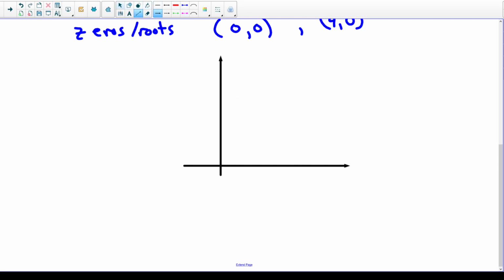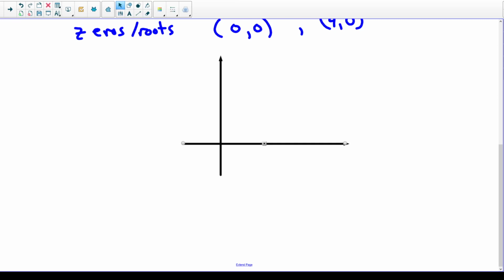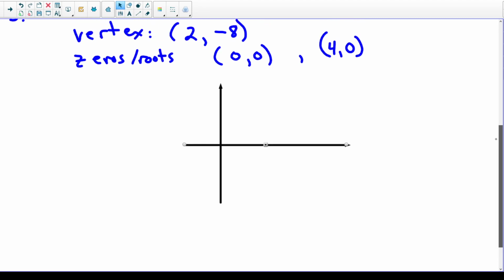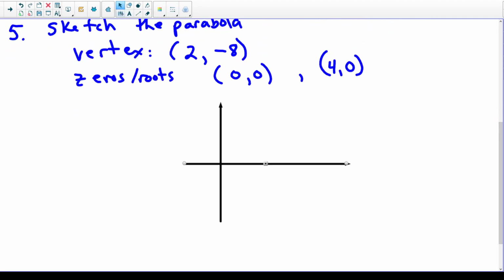Actually, I gotta move that up a little bit, because of where our vertex is going to be. Okay, so let's plot our points. (0, 0), (4, 0). I'm going to draw in the axis of symmetry. Let's put the coordinate of our vertex. So the axis of symmetry is right on 2. I'll write in the 4 and the 0 here as well. So (2, -8). So let's say negative 8 is way down here. I'll put a point there as well.